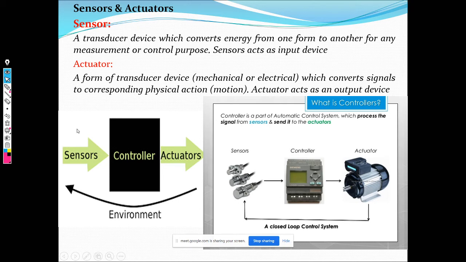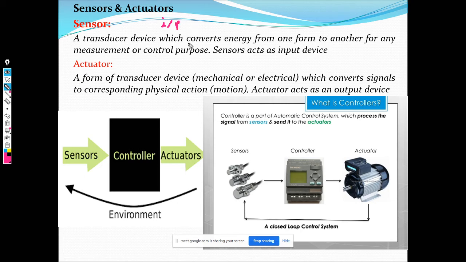Now we move on to how the embedded system communicates with the outside world. So that's what we will see. It starts with sensors and actuators. Sensors are basically your input devices.